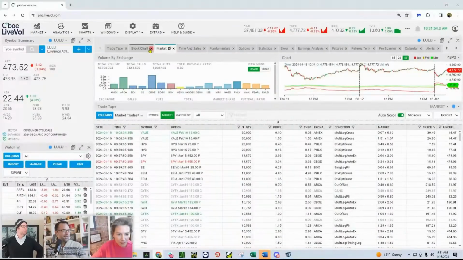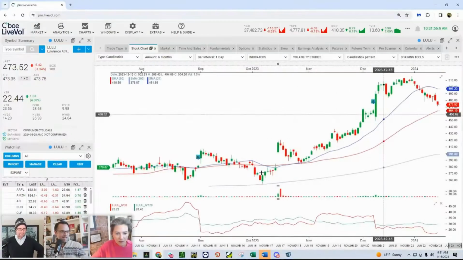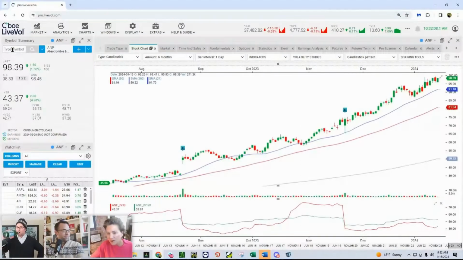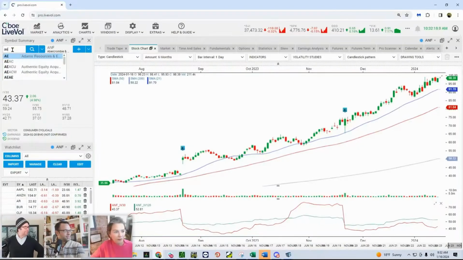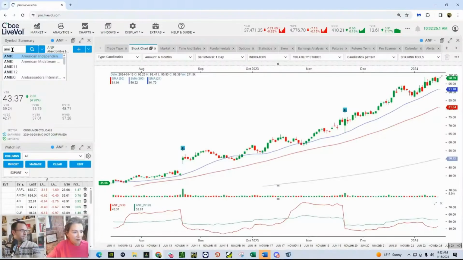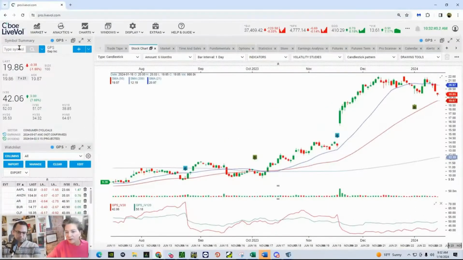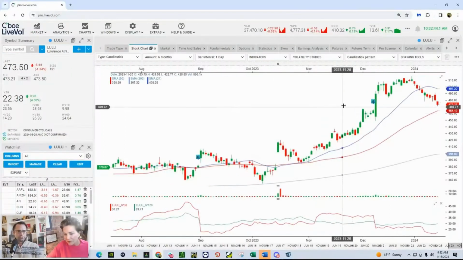Lululemon, ye of yoga pants and many other things. It had a dramatic run up with a lot of the individual retailers. So like ANF, although ANF has kept going, American Eagle Outfitters, AEO. It's had a nice kind of run up gap. But of those, Lulu was the one that really caught my eye.